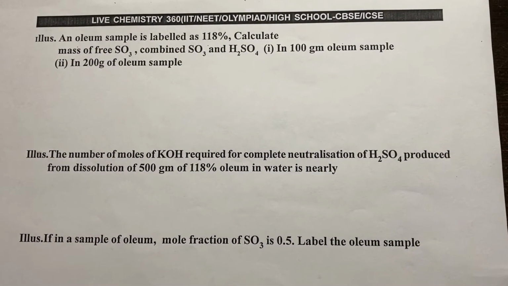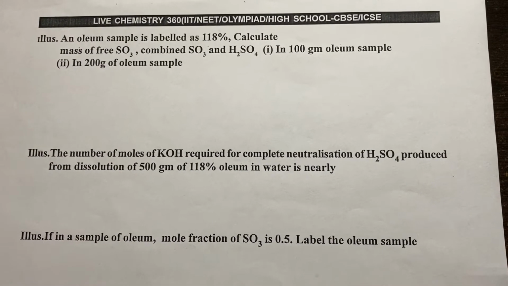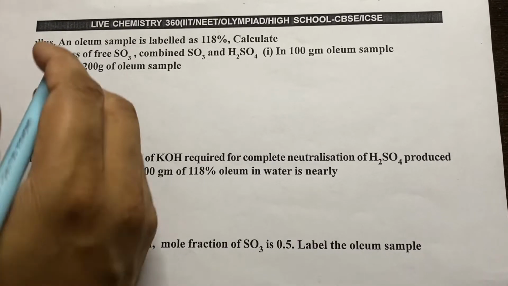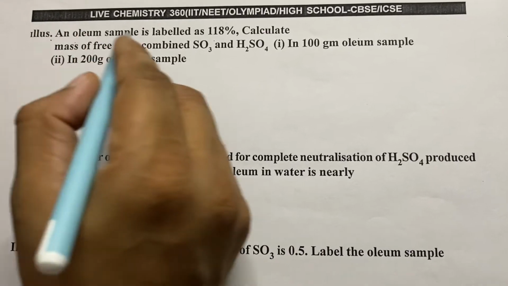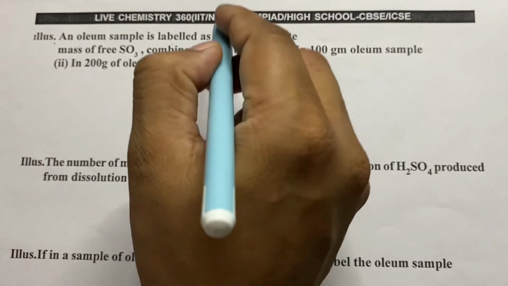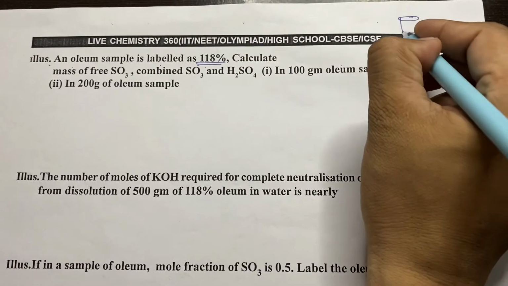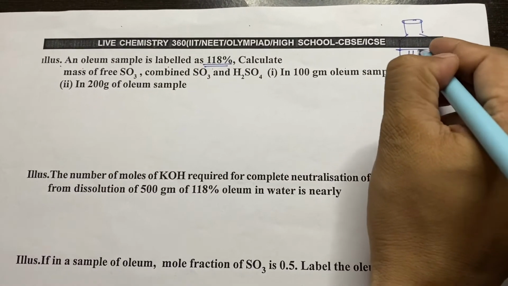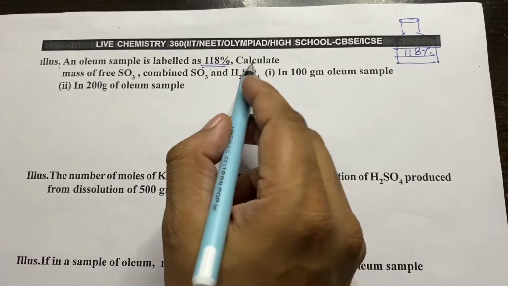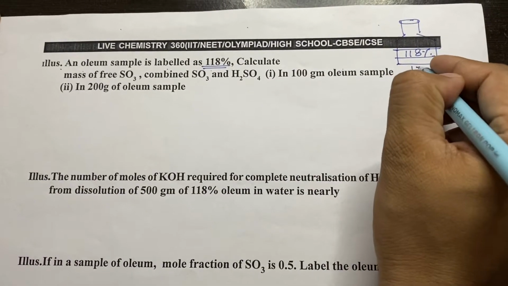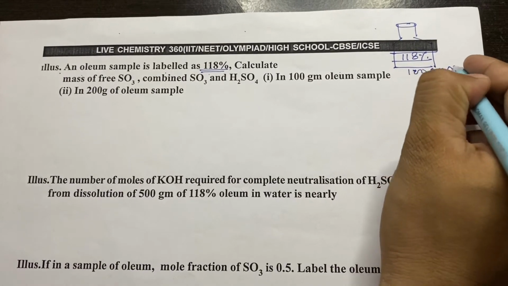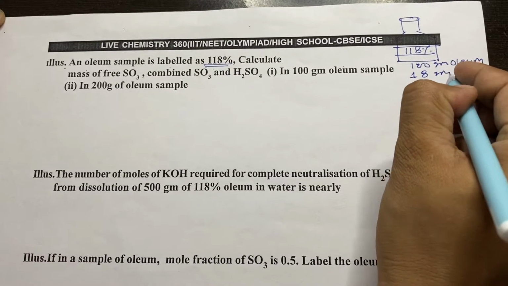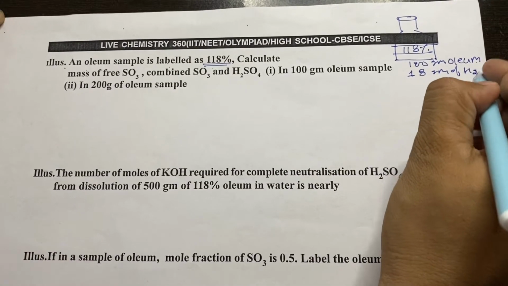Everyone, in this video we will solve more problems on calculation of percentage labeling of oleum. So it is given that an oleum sample is labeled as 118%. As I told you, it is a 100 gram oleum sample, and in this sample 18 gram of water is required.